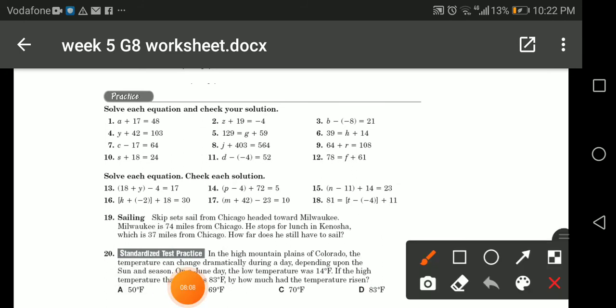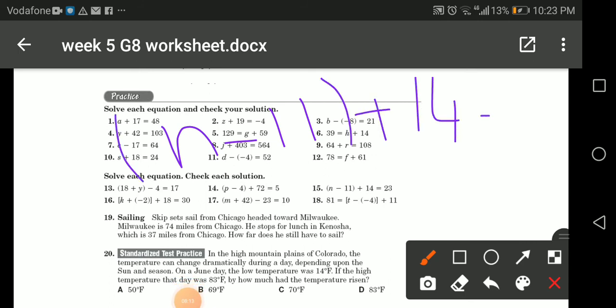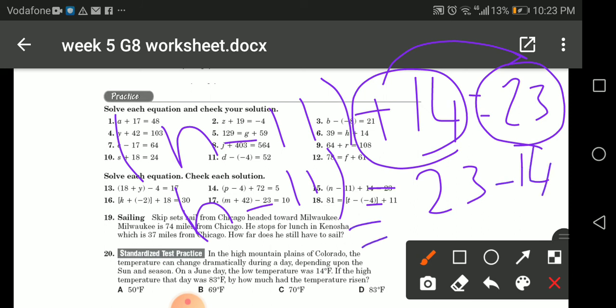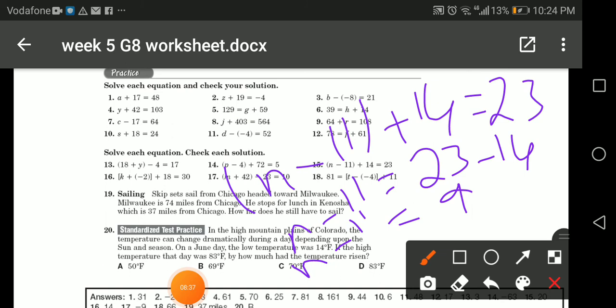Okay, number 15: (n minus 11) in brackets, plus 14 equals 23. How can I solve this, guys? I have a number here and a number here, like terms. Let's put this outside. n minus 11, in brackets, equals 23 minus 14, right? So here n minus 11 plus 14 equals 23. I put positive 14 on the other side as negative: 23 minus 14.